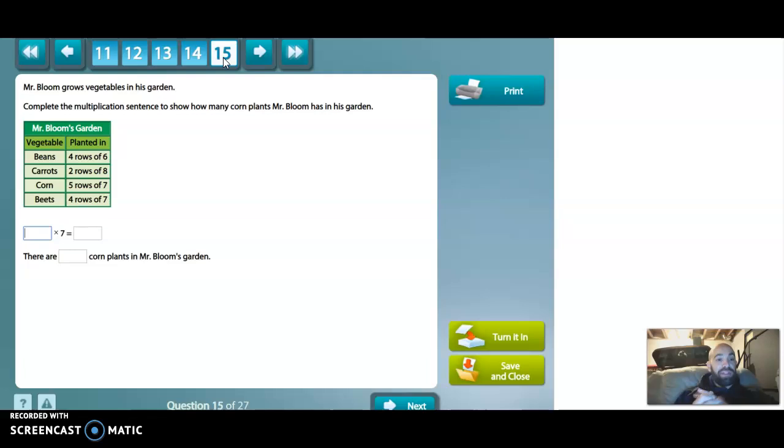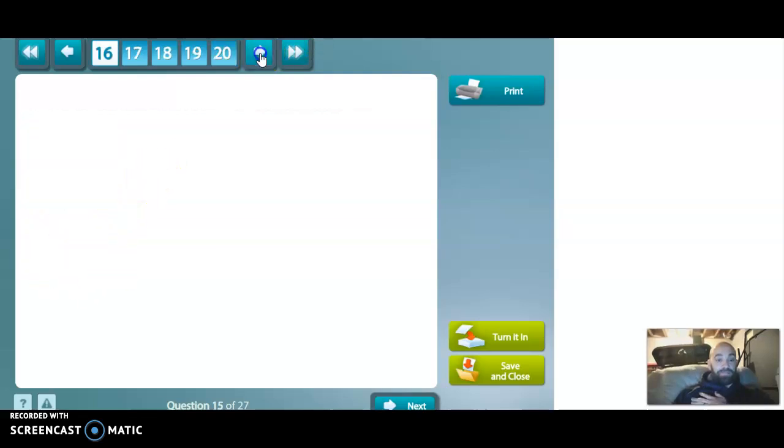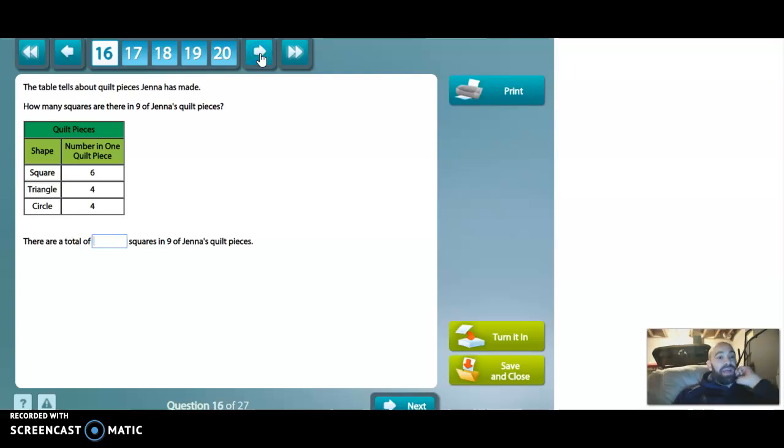Mr. Bloom grows vegetables in his garden. Complete the multiplication sentence to show how many corn plants. So corn has 5 rows of 7. What's the multiplication sentence and answer? The table tells the quilt pieces Jenna has made. How many squares are there in 9 of Jenna's quilt pieces? All right. This is a little bit trickier. So in a square, she uses 6 quilt pieces. If she makes 9 of those, what's the total going to be?